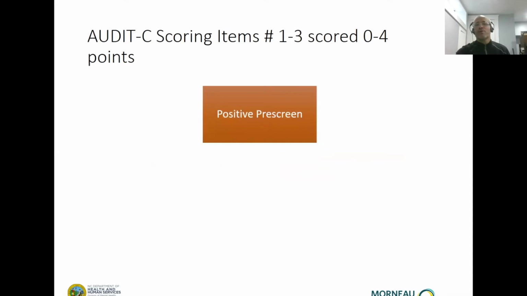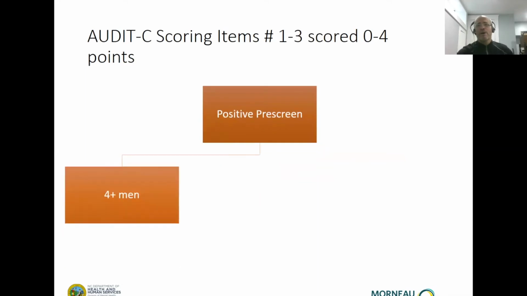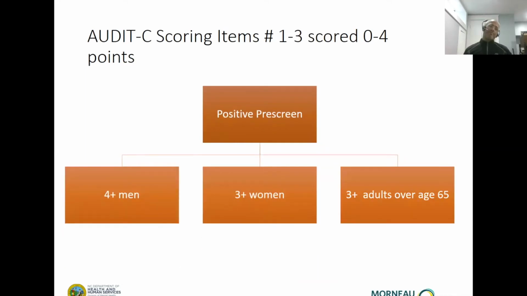Okay, so if there's a positive screen, what does a positive screen equal? It's 4 or more for men, 3 for women, and 3 for the older adult population. Remember how we score the 0 to 4 scale.